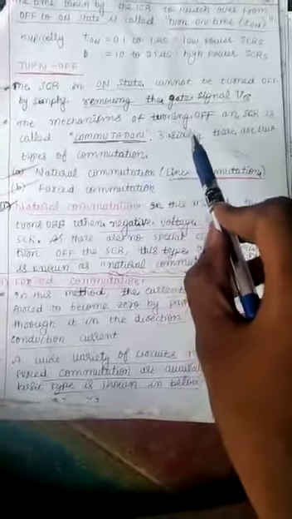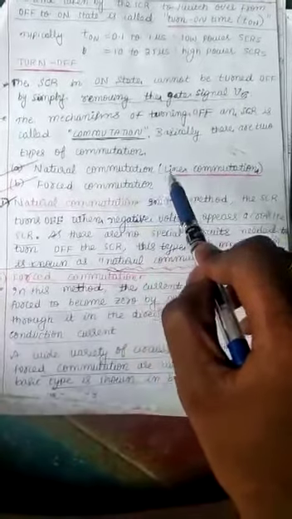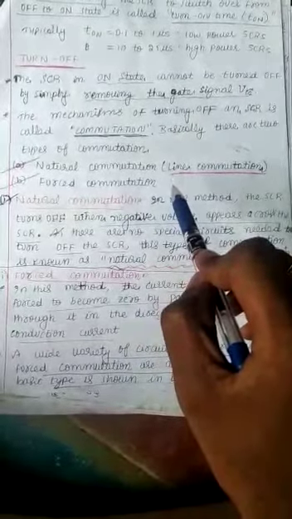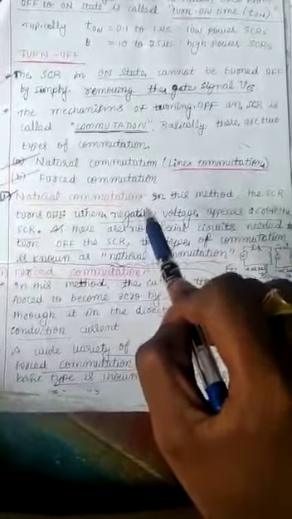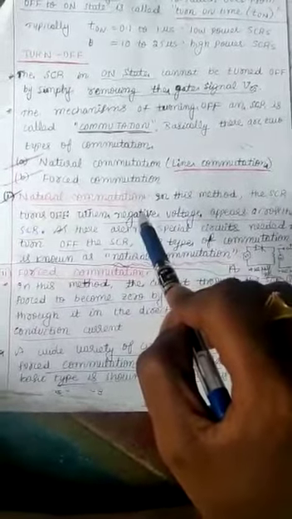Basically, there are two types of commutations. One is natural commutation, also called line commutation. The other one is forced commutation. In the case of natural commutation, if you reverse bias the SCR, you can turn off the SCR. I will explain with respect to this diagram.